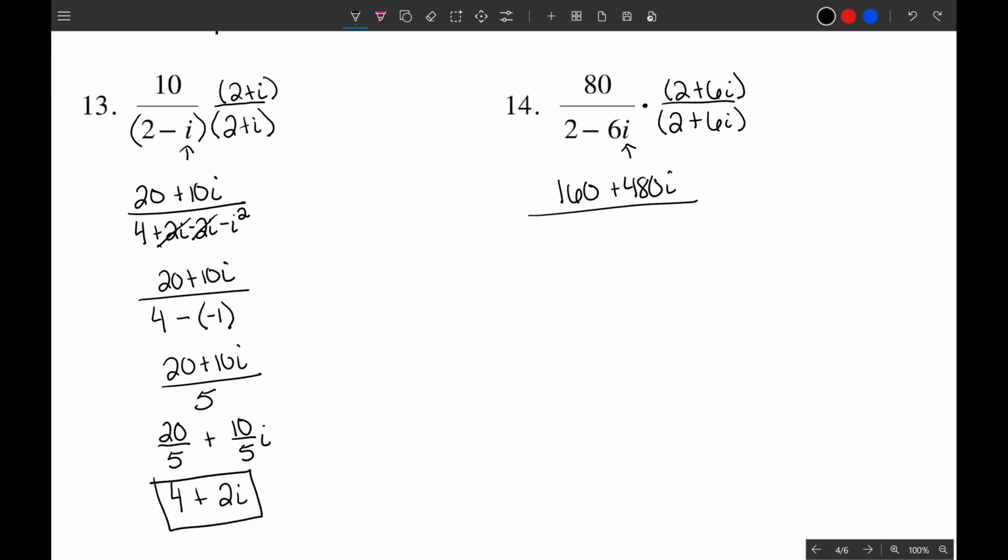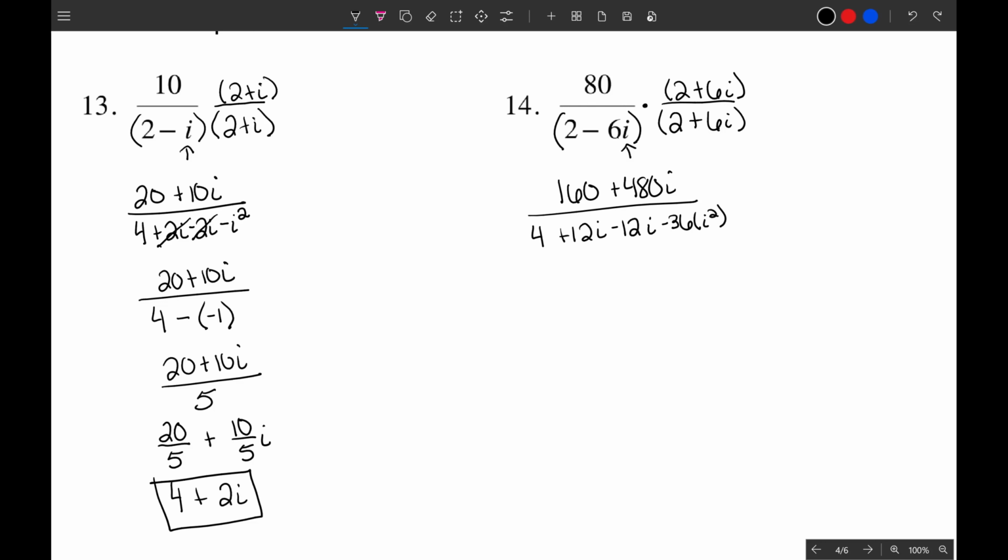And then the bottom, I need to multiply the 2 minus 6i times the 2 plus 6i. 2 times 2 is 4. 2 times 6i is 12i. Negative 6i times 2 is negative 12i. Negative 6i times positive 6i. You do the negative 6 times the 6 is negative 36. And i times i is i squared.